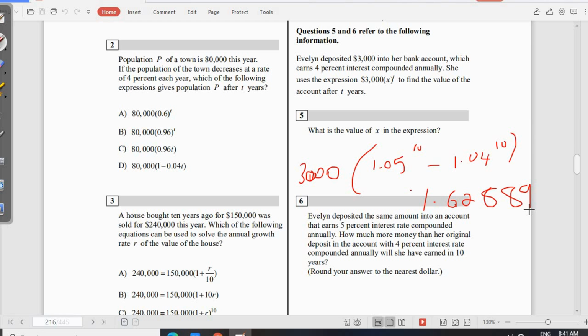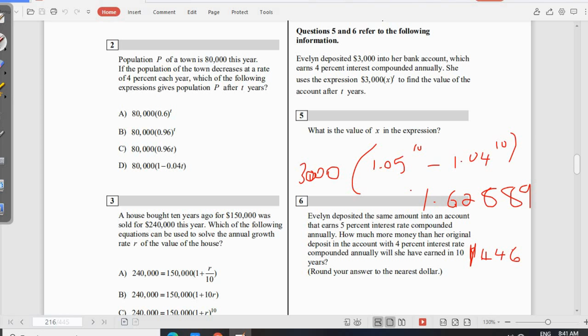I'm going to plug in the next value, 1.62889 minus the answer. We get 0.148, and I multiply by 3000, and I'll be getting $445.93. So if you round that up, it'll be $446 to the nearest dollar. So that's it for number 6.